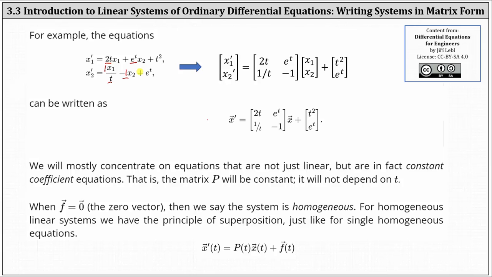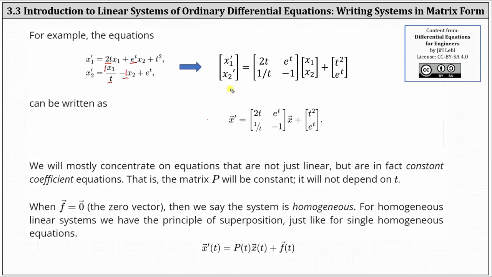This indicates P of t is going to be a 2x2 matrix-valued function, where the first row is 2t and e to the t, and the second row is 1 over t and negative 1. And then we have times the vector-valued function x of t, which has components x1 and x2, expressed as a 2x1 column matrix, and then we have plus the vector-valued function f of t, which are the terms in the two equations that are only functions of t, giving us entries t squared and e to the t.